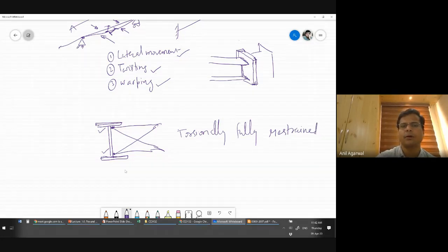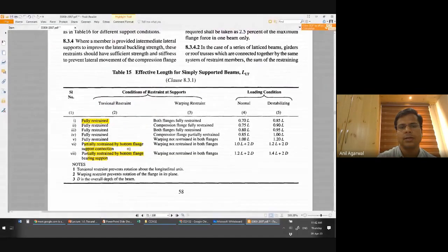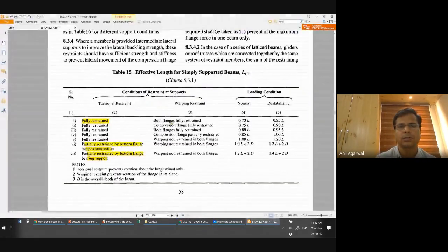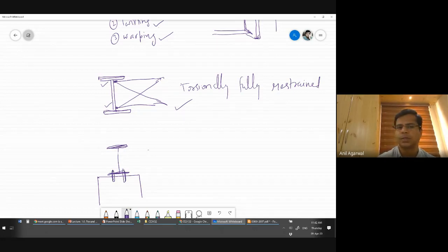Okay, you may have another possibility where you have a beam, but you are restraining only the top end of the beam. So it is partially restrained by a bottom flange support connection. If you are providing this kind of a connection, this is fully restrained. Other option could be you are using a place where there is a gravity load bearing support, so let's say it is sitting on a pier, and then you tie the bottom flange to the pier. In this way you are able to prevent the lifting of one of the flanges. So the flange cannot lift up.